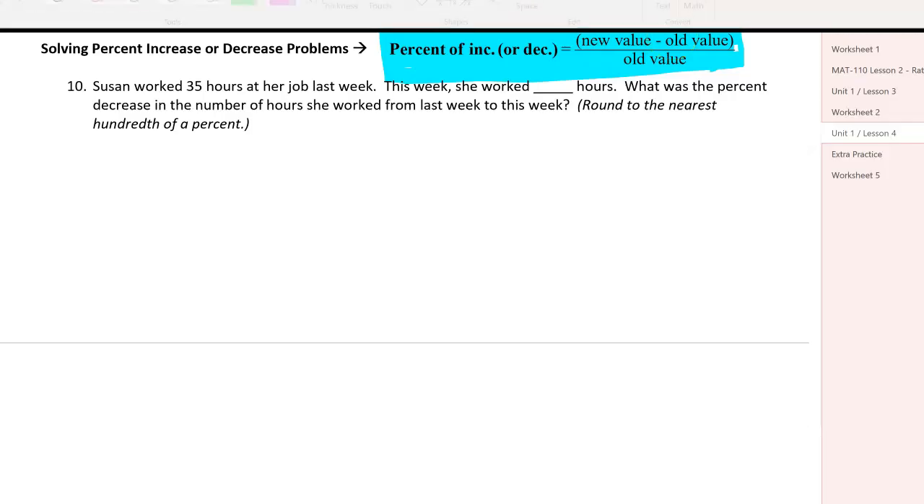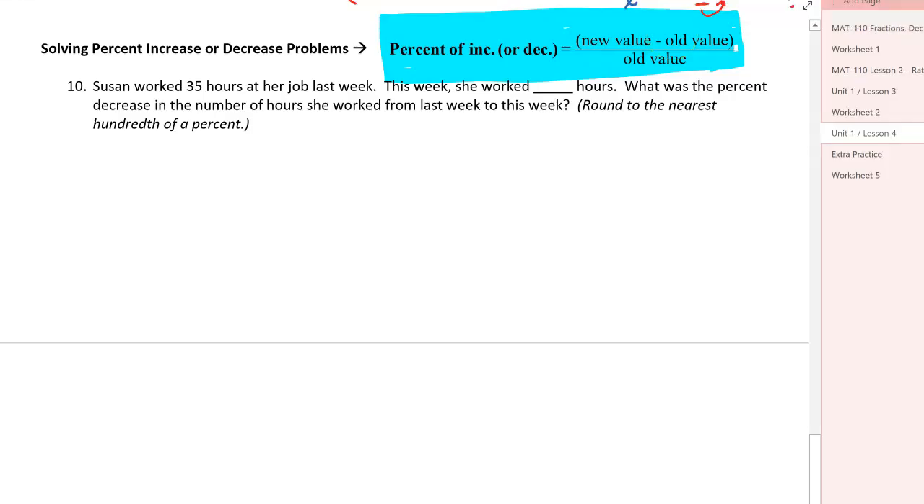And here's an example. In example 10, Susan worked 35 hours at her job last week. This week, she worked 20 hours. What was the percent decrease in the number of hours she worked from last week to this week? And our rounding instructions this time say to the nearest hundredth of a percent.